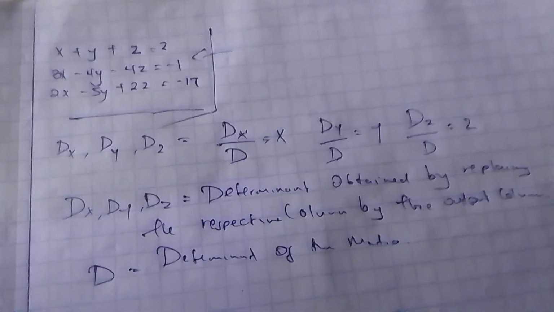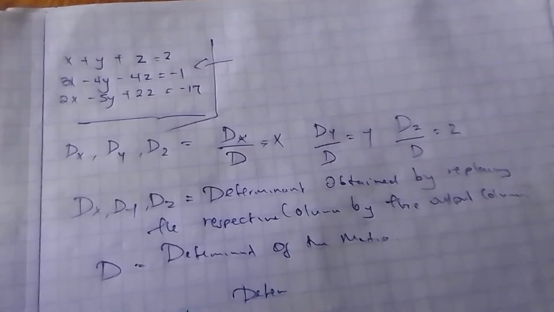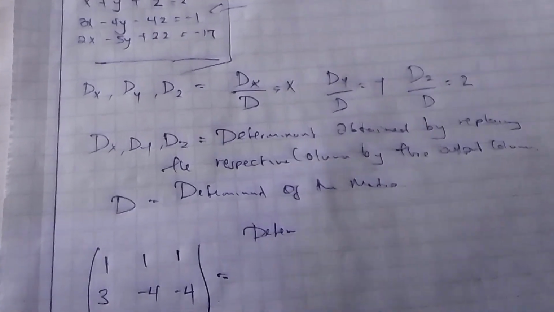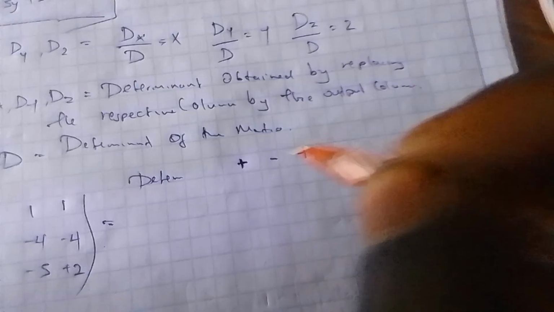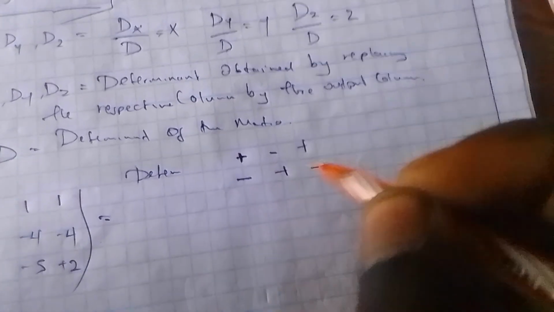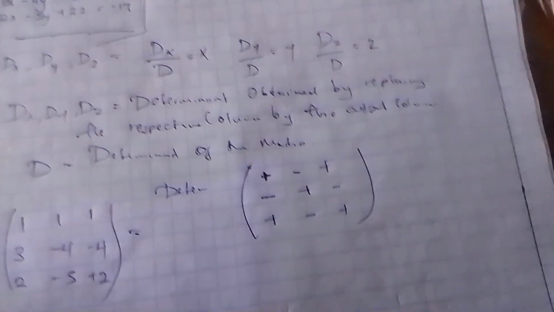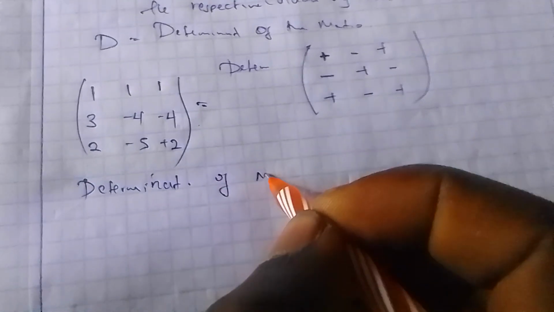The second step after converting is to find the determinant of the whole matrix. And how do you find the determinant? There is a law that says positive, negative, positive, then negative, positive, negative, then positive, negative, positive. You will see where this law applies in finding the determinant. So find the determinant of the matrix.